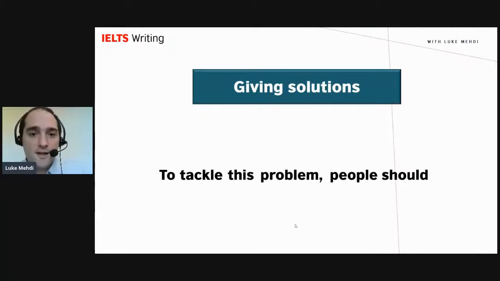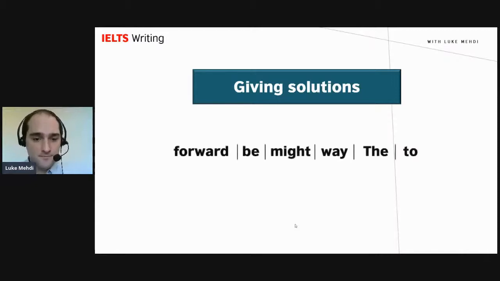Let's move on to the next one. Oh, this one's a bit more difficult. Can anybody reorder this into a phrase to begin their solution sentence? What do we think?